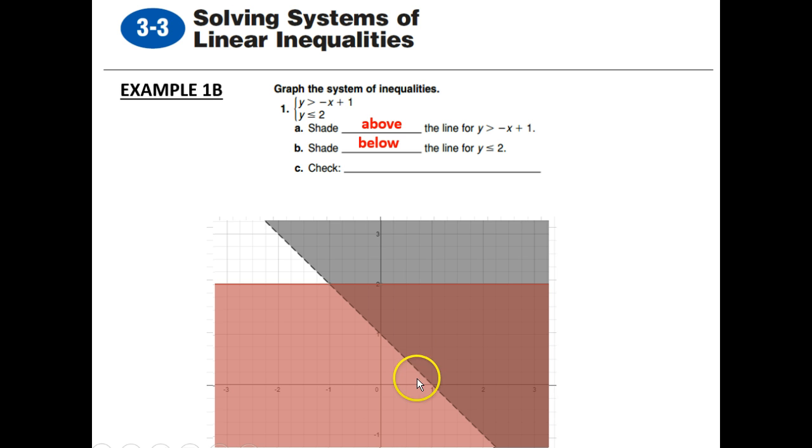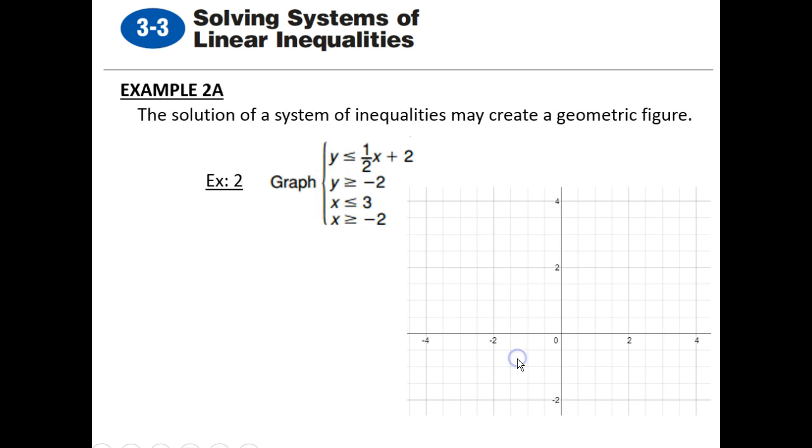The checkpoint that I'm going to choose, since this is 0 and this is 1, I always like to pick easy ones, and 0, 0 does not lie in my solution, so I need to pick one that does lie in my solution. I'm going to choose 1, 1 because it's the point right here. Plugging in 1 into this equation, is 1 greater than negative 1 plus 1, or greater than 0? Yes. Is 1 less than or equal to 2? Yes. So we know that we've graphed the correct solution.